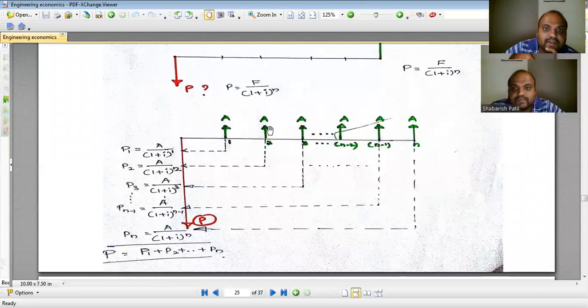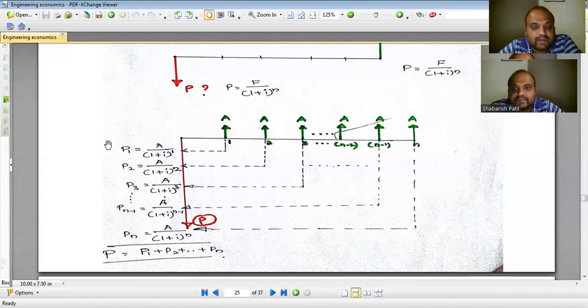Similarly, at the end of the second period, I again have this value A. But what is the value of this A at 0 time? Here I am at the second period. So let P2 be the equivalent amount at the 0 time for A, and P2 will be equal to A divided by (1 plus i) raised to 2. Similarly, P3 will be equal to A divided by (1 plus i) raised to 3. So it goes up to some n number of A values, where Pn is equal to A divided by (1 plus i) raised to n.